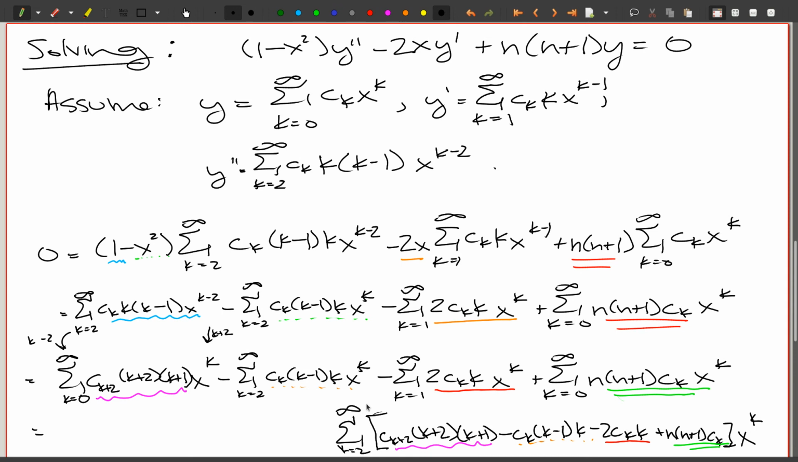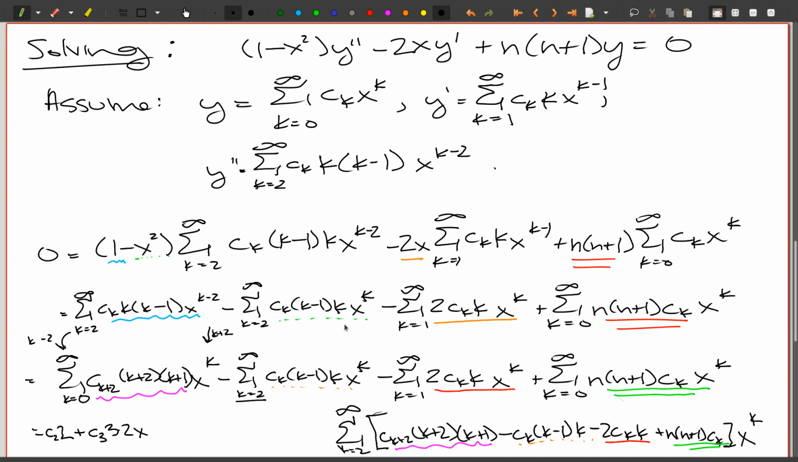And then what I have to do is take care of all the extra things that weren't captured by starting from k equals 2. So starting over here, we would need k equals 0. That's going to give us c sub 2 times 0 plus 2 is 2, times 1, times x to the power 0, which is just 1. And then plus the k equals 1 term, so plus c sub 3. 1 plus 2 is 3, 1 plus 1 is 2, times x to the power 1.